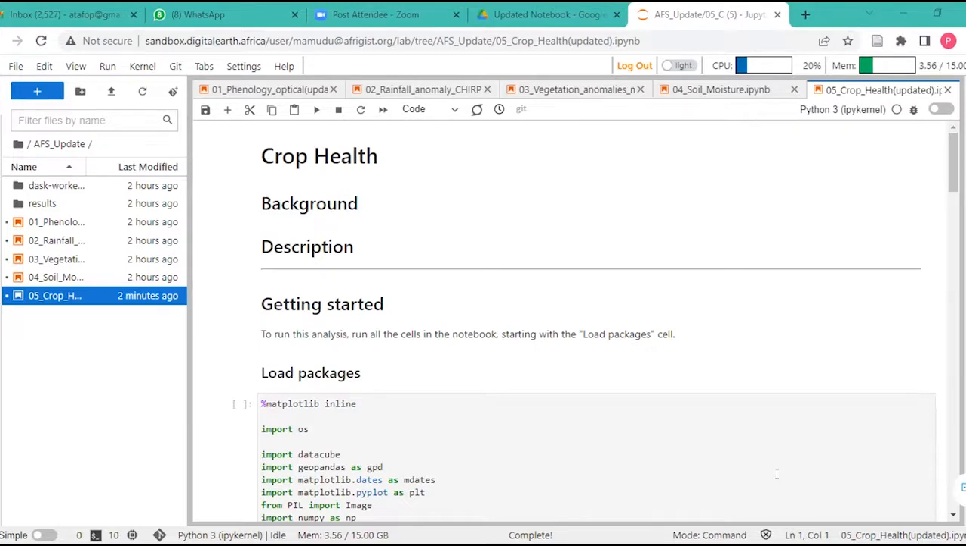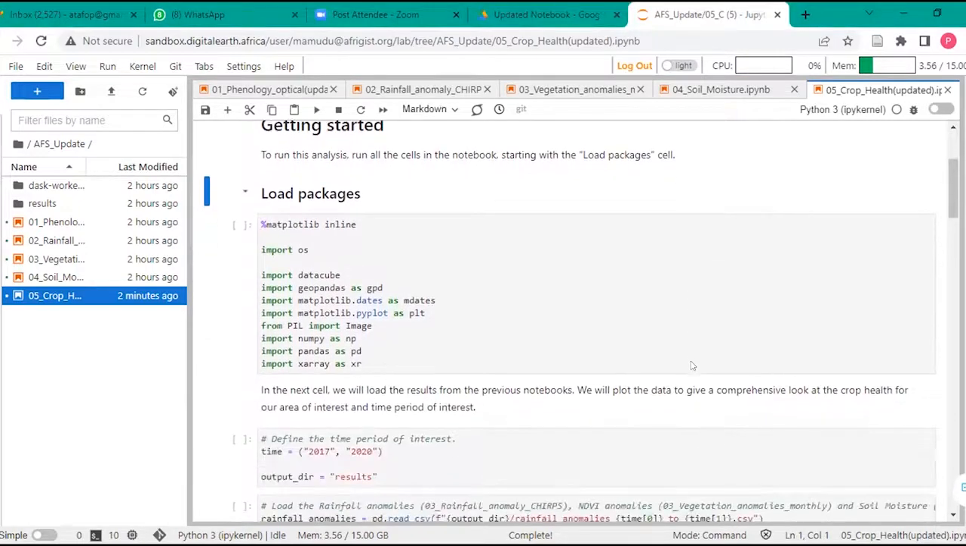Now, to get started, like I said, this notebook is a recap of what was done in the previous notebooks. So the first thing we are going to do is import our data sets, the data cube, the GeoPandas. We're bringing in the Matplotlib library for the dates and for the plotting. We're also bringing in the images, the NumPy, the pandas, and the xarray.